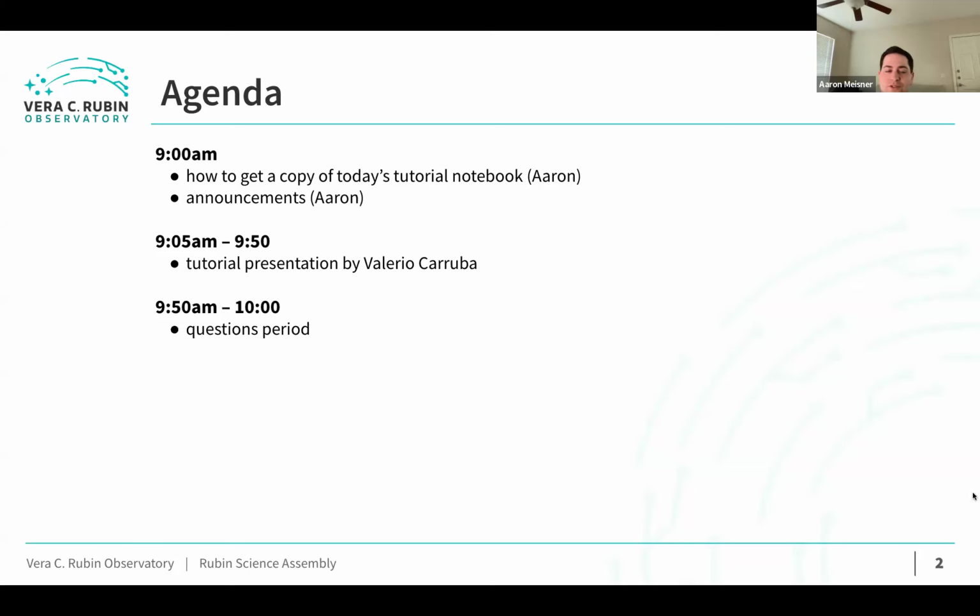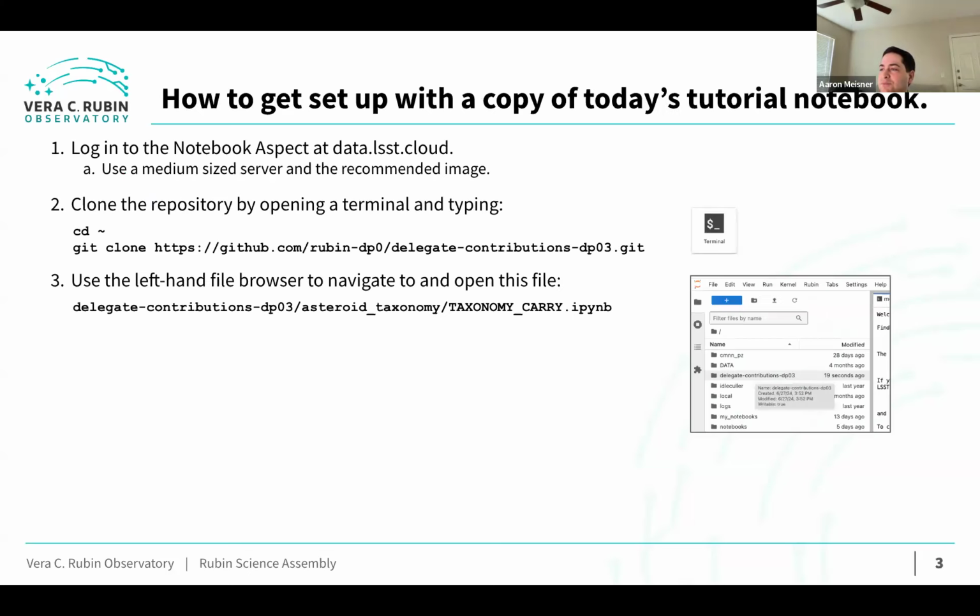The first thing on the agenda, which isn't always on the agenda, but today it is, is how to get a copy of the tutorial notebook. This isn't in our standard set of DP0 tutorial notebooks, so it's not in the usual place on RSP. What we recommend is to go to your home directory and run this git clone command, which pulls in the entire delegate contributions DP0.3 git repo if you don't have that already. Then you can use the left-hand file browser to go into the new delegate contributions DP03 directory made by the git clone command, navigate to the asteroid taxonomy subdirectory, and open the taxonomy_carry.ipynb file, which is what we're going to go through today.